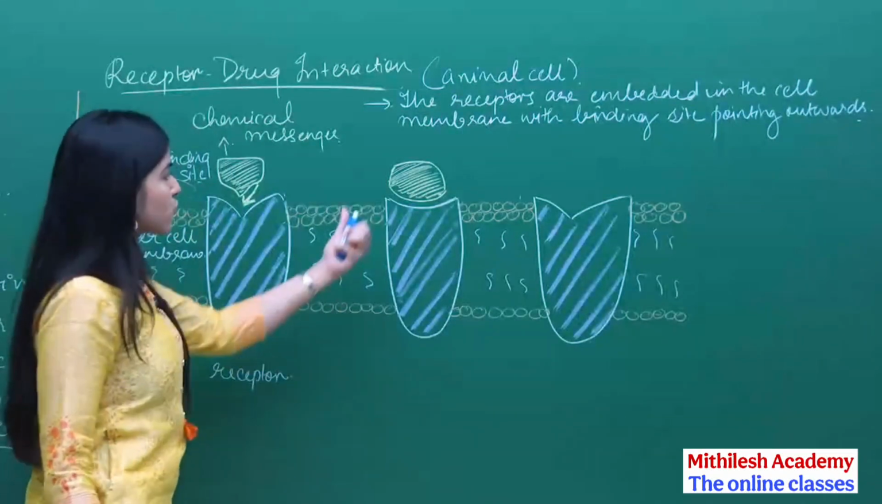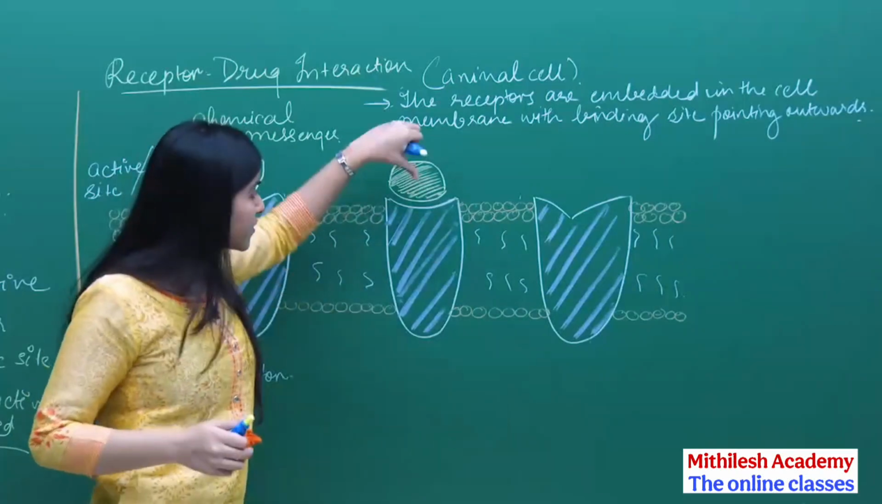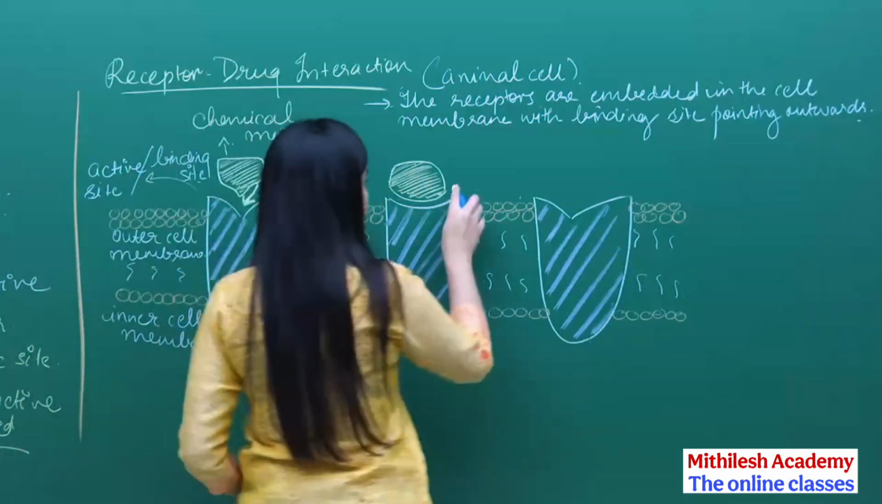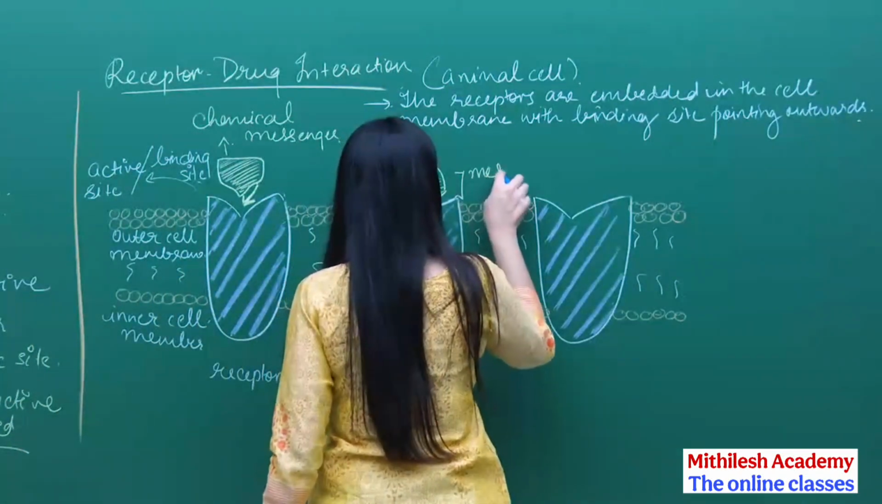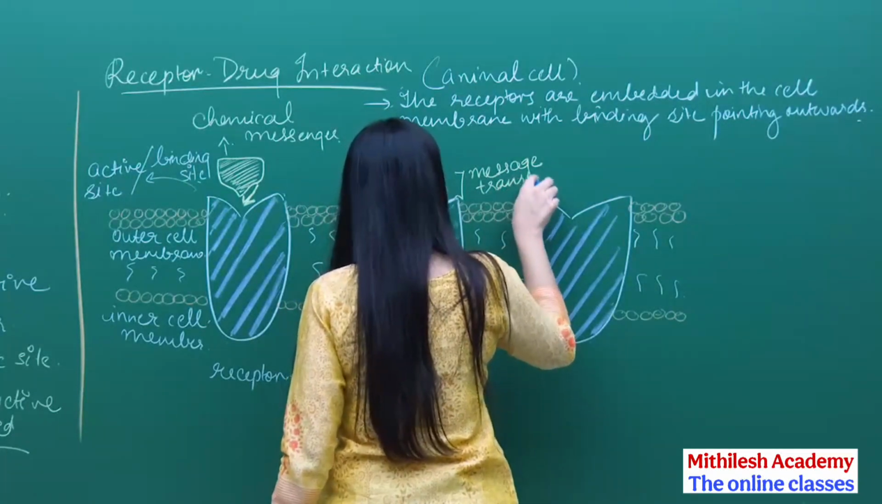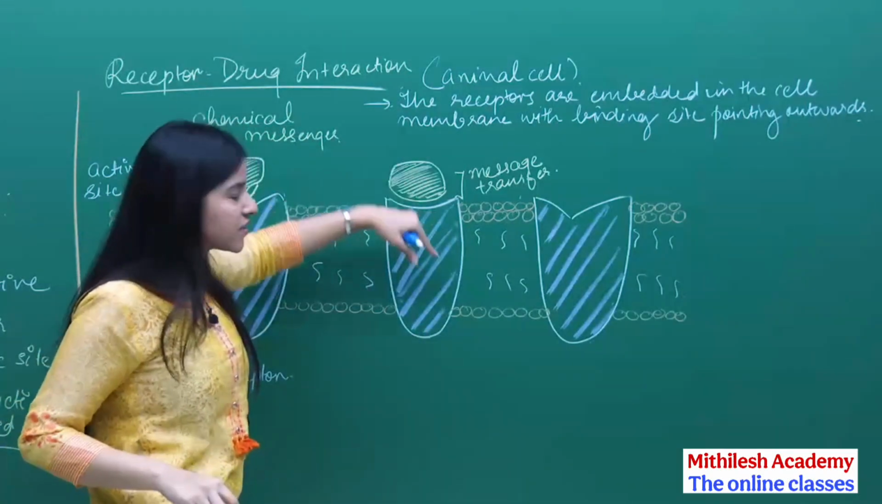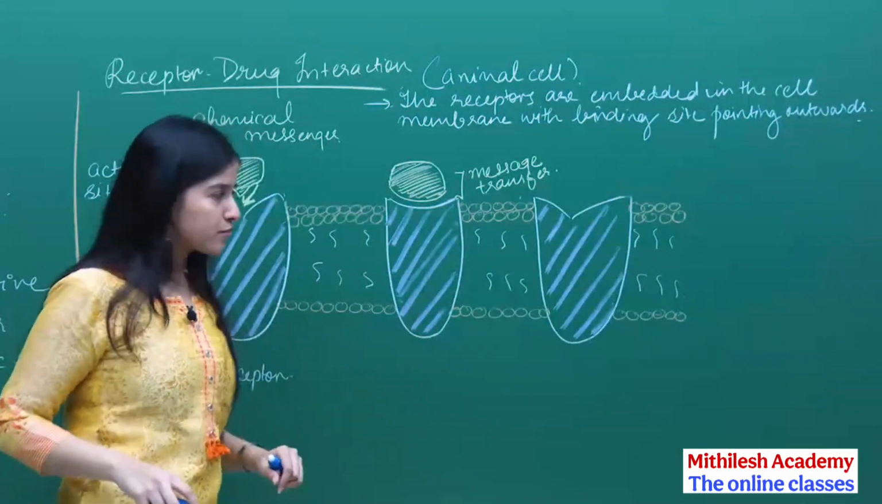And that is how it is going to get attached. And during the attachment, what happens during the message transfer? This is nothing but the message transfer going on. So that is nothing but the message transfer. So during this message transfer, the shape of the receptor changes.